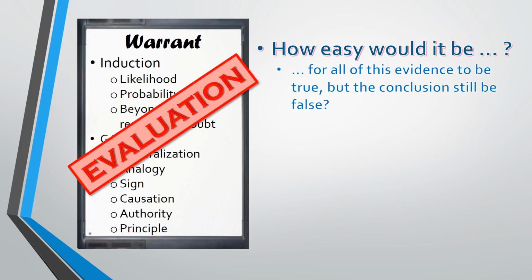For example, let's get back to poor Trudy. How easy would it be for everything we know to be true? Her fingerprints are on the weapon. She had a quarrel with the neighbor yesterday. How likely is it, or how easy would it be for all of that to be true, and yet she's not the murderer? Can you think of any way that this might be the case? Well, one might be this.